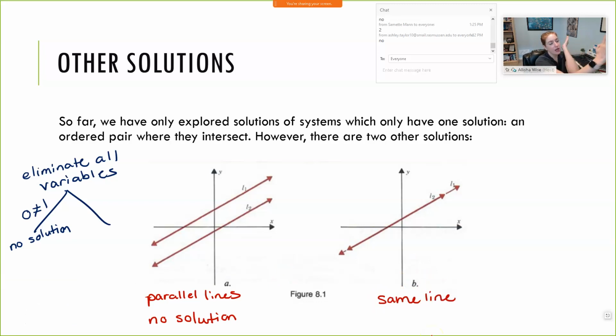The second special case you could have would be where the lines are the same line. Essentially, these lines are lying on top of each other. And more than likely, one is just a multiple of another. So where do these lines cross? Well, they cross everywhere. Yay! So any point on that line would be a solution. So we would say there was an infinite number of solutions.